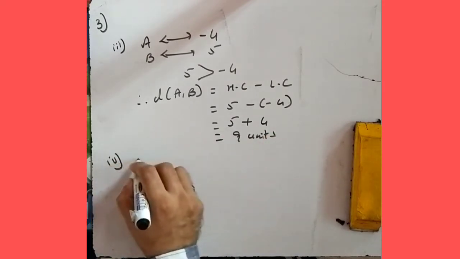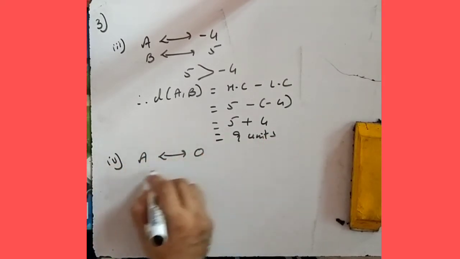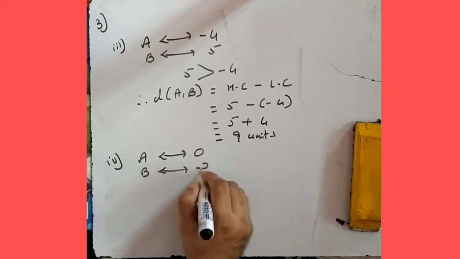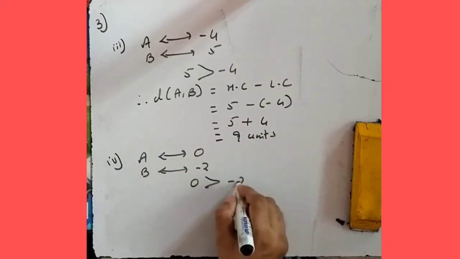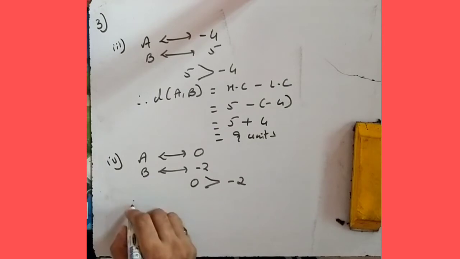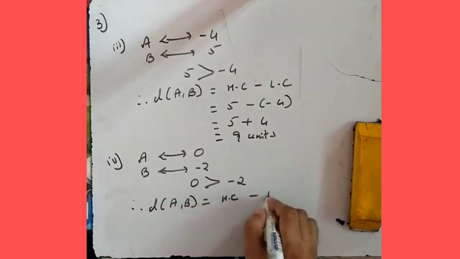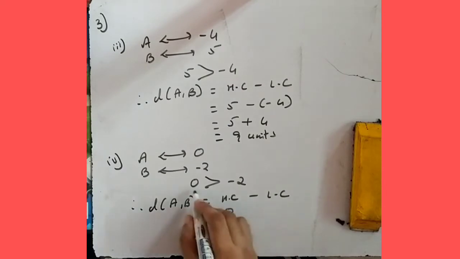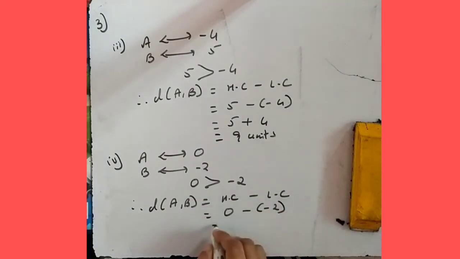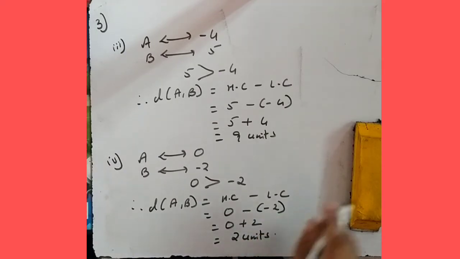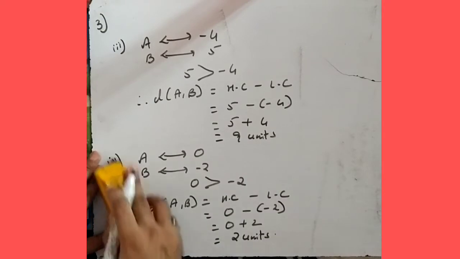In the fourth sum, A coordinate is 0, B coordinate is minus 2. 0 is greater than minus 2. Therefore distance AB is equal to higher coordinate minus lower coordinate, 0 minus minus 2, 0 plus 2, minus minus plus, and that will become 2 units. Let us see what is given in the fifth sum.